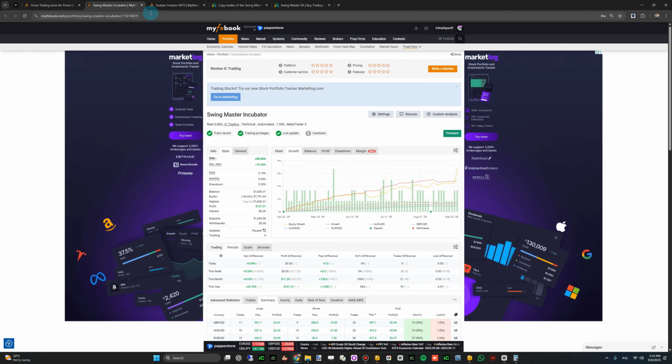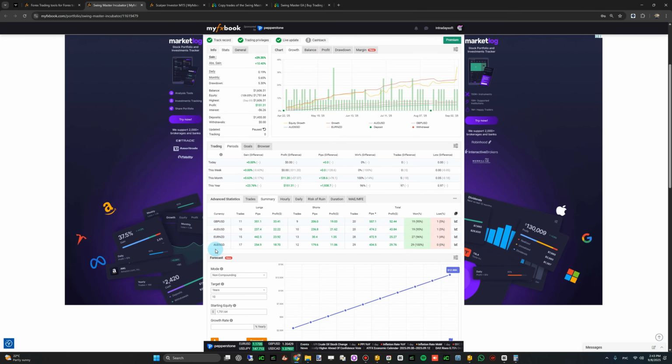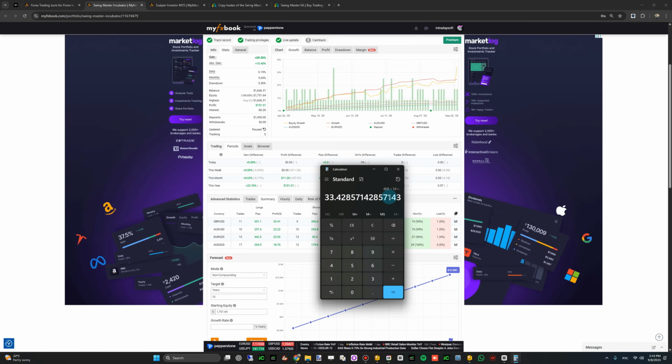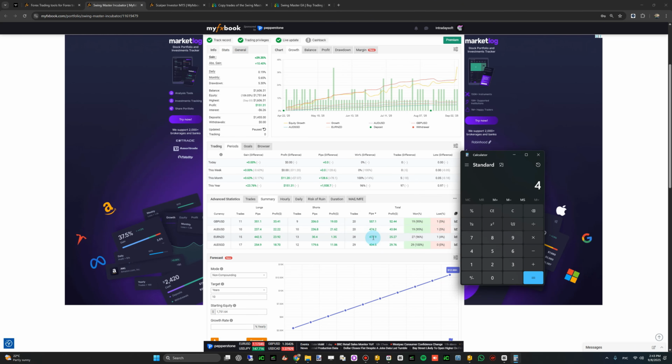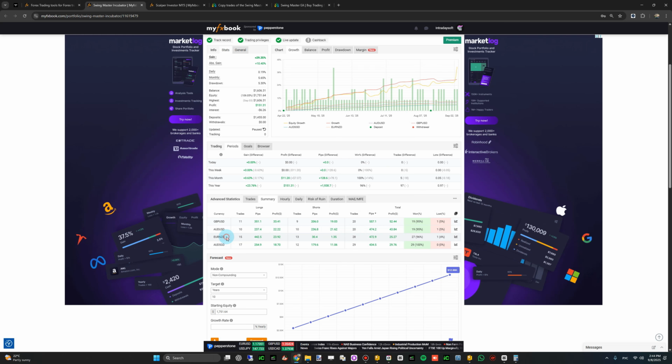Now let's go to Swing Master Incubator. Let's take a look. There were 28 trades here, 474 points of profit. Here, at this specific point in time, it was precisely 33, so the total was 472. Divided by 28, that comes out to 16. So, the scalper investor on the EUR-NZD currency pair works more efficiently.